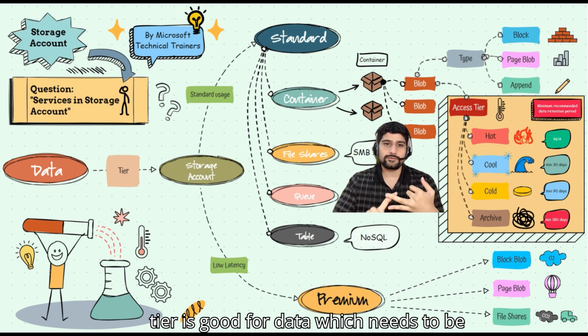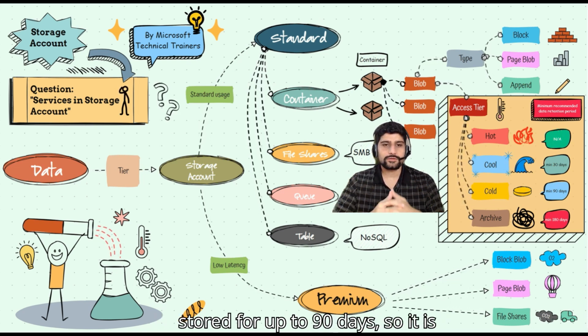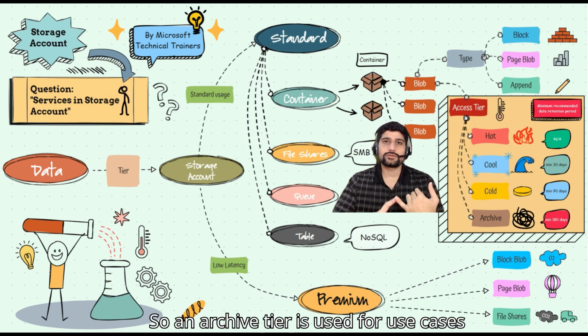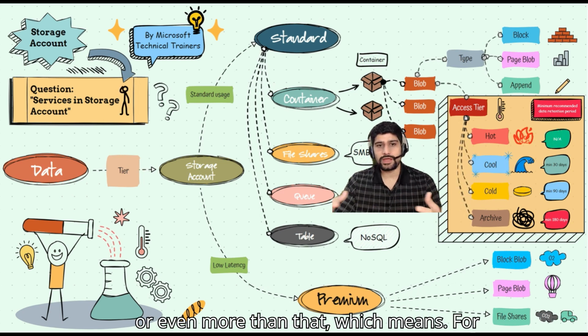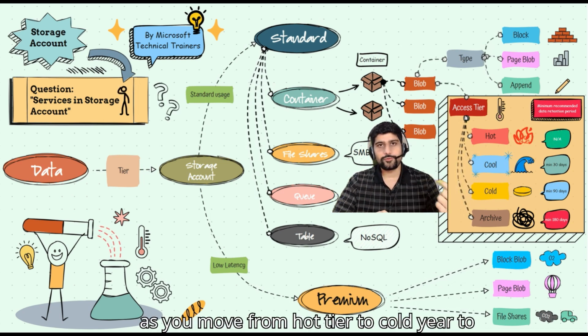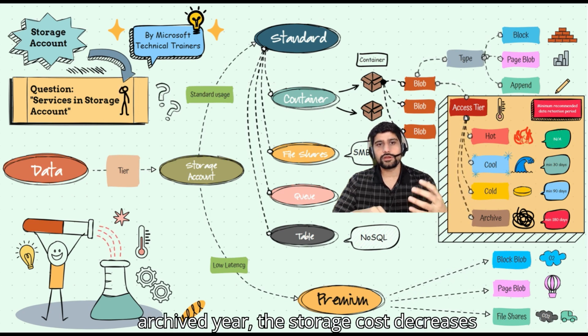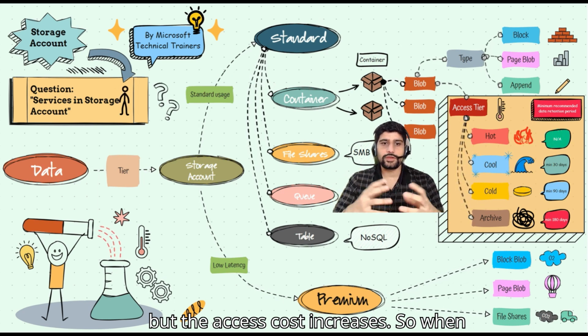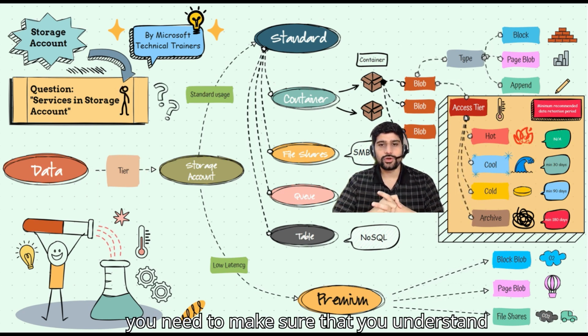Cold tier is good for data which needs to be stored for up to 90 days. So it is infrequently accessed, but up to 90 days. An archive tier is used for use cases where you want to store data for 180 days or even more than that, which is mainly for archival purposes or backup purposes. So as you move from hot tier to cold tier to archive tier, the storage cost decreases, but the access cost increases. When you're deploying this solution in Azure, you need to make sure that you understand this for sure.